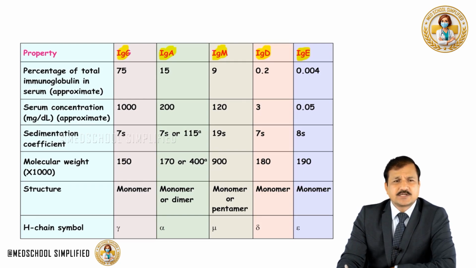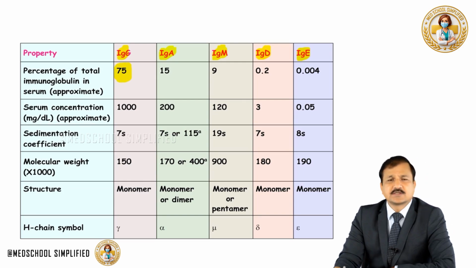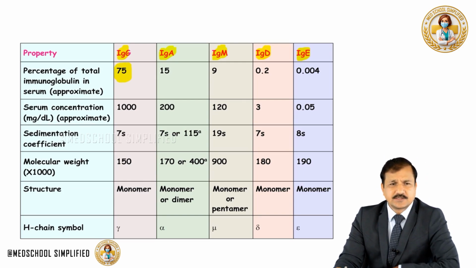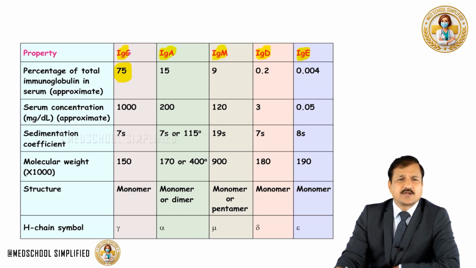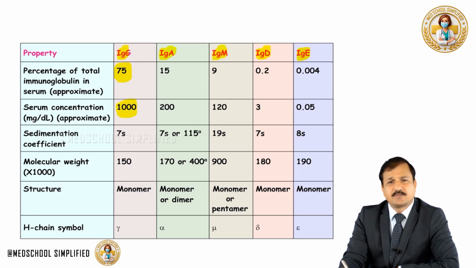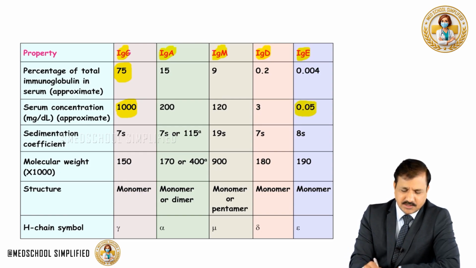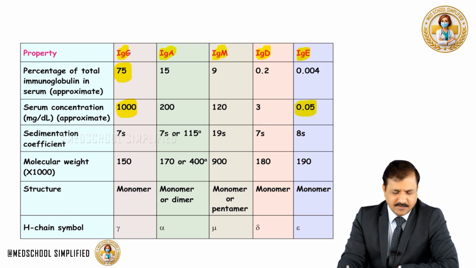As you see, as a percentage of total immunoglobulin in serum, IgG is the major immunoglobulin out of all the immunoglobulins. So, the serum concentration of IgG in terms of milligram per 100 ml of blood is 1000 milligram per 100 ml of blood. And the least one is IgE. The most abundant is IgG and the least abundant is IgE.